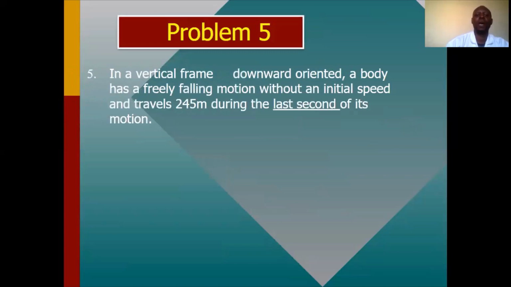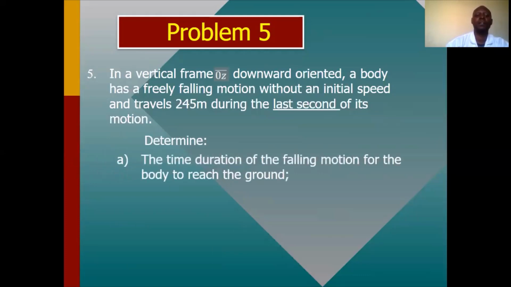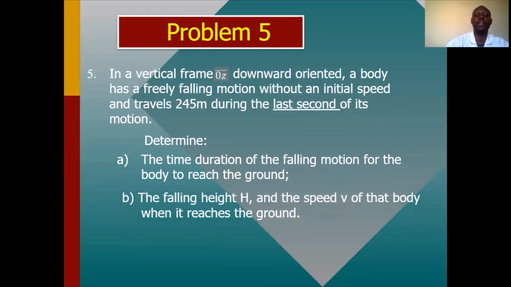Problem number 5. In a vertical frame OZ, downward oriented, a body has a free falling motion without an initial speed and travels 245 meters during the last second of its motion. Determine the time duration of the falling motion for the body to reach the ground, the falling height, and the speed of the body when it reaches the ground.